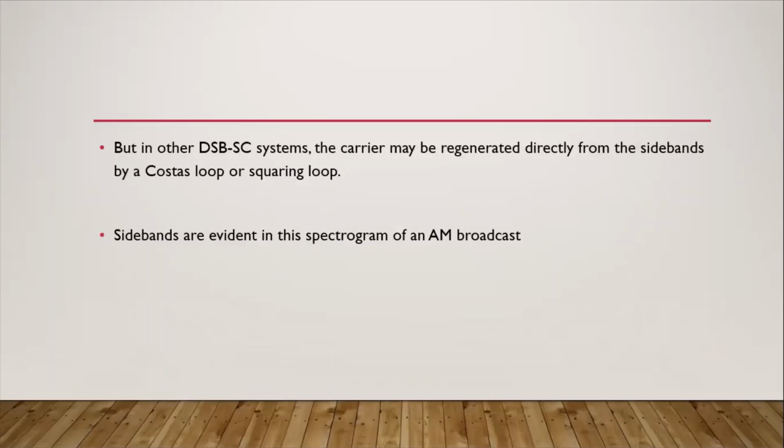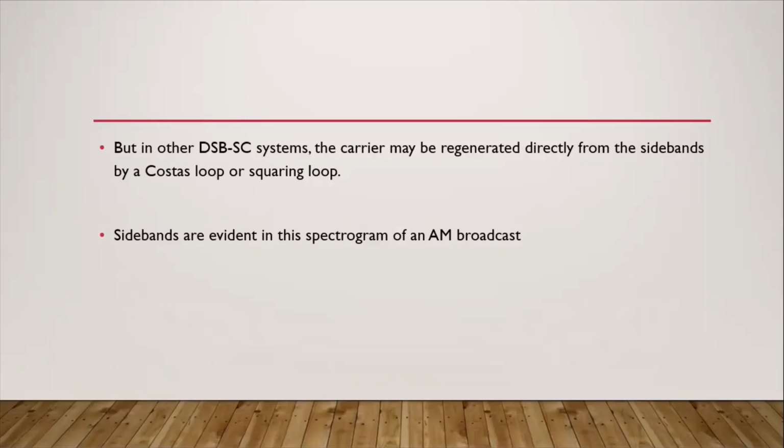But in other DSB, double sideband suppressed carrier systems, the carrier may be regenerated directly from the sideband by a Costas loop or squaring loop. Okay, may ginagamit kasi na application para doon sa mga katulad nung sa DSB double sideband suppressed carrier system. Para mabilis ma-generate yung carrier, the carrier may be regenerated directly from the sideband by use of a Costas loop or squaring loop. Okay, yun yung ginagamit.